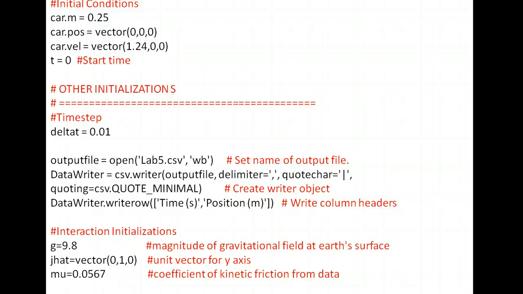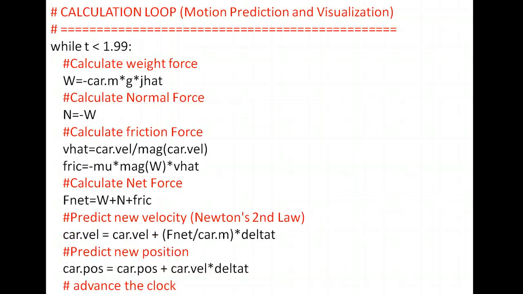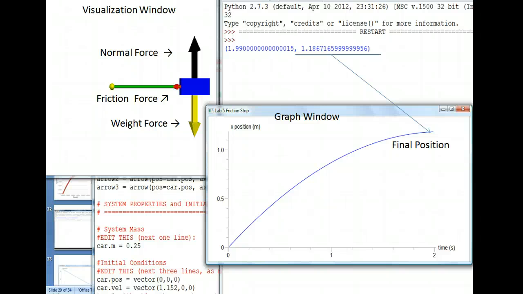Here is my initialization and my calculation loop showing the calculation of the forces. V hat is the direction of the unit vector for the velocity and used to calculate the friction. Here you see the run of the program. I replaced the familiar ball with a block to represent the car. Here's the friction, the normal force, and the weight force.